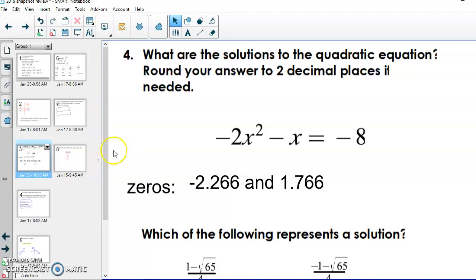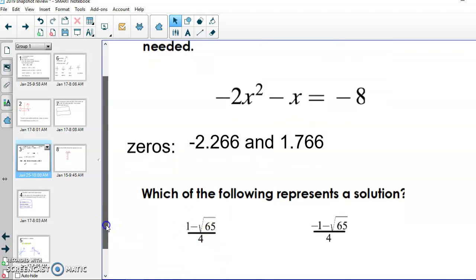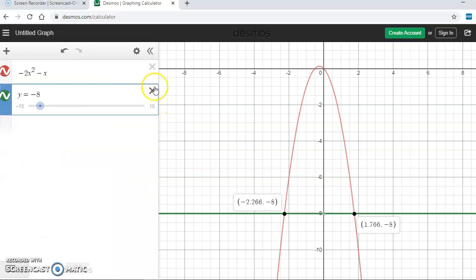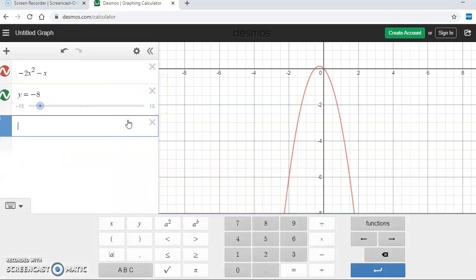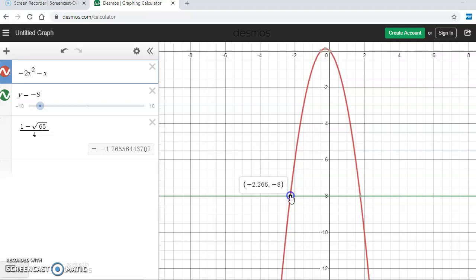Okay, but it's going to say, hey, which one of these could represent your solution? So what I would have to do is type this in Desmos and see what it equals as a decimal and see if it's one of those. So we're going to go to Desmos, and I'm going to type in 1 minus the square root of 65 over 4, and that equals negative 1.765, but I know it needs to either equal negative 2.2 or positive 1.7. So this could not be the answer.